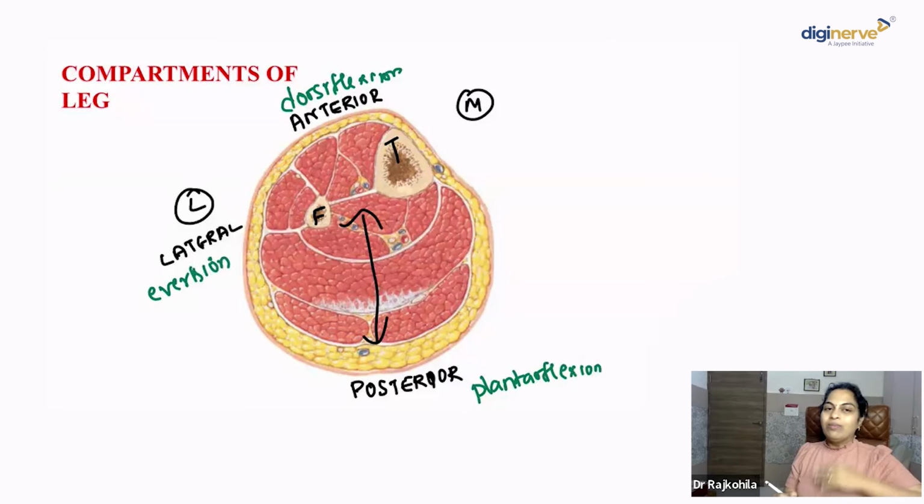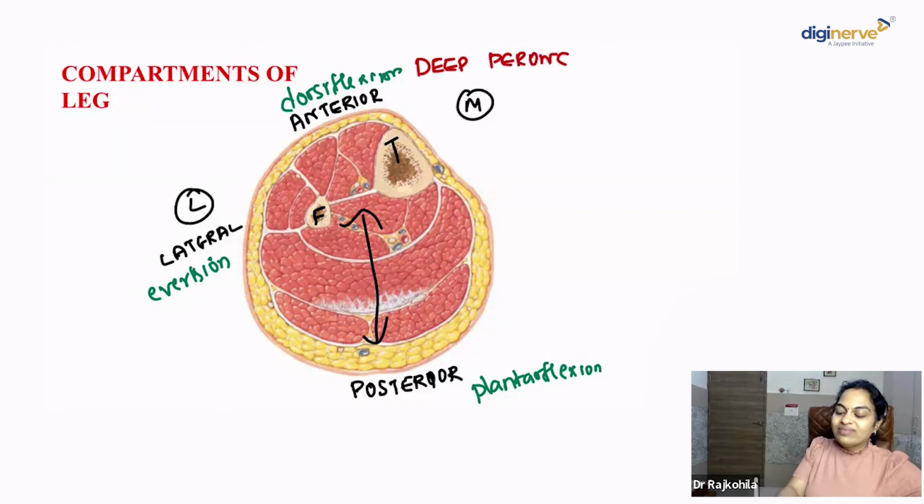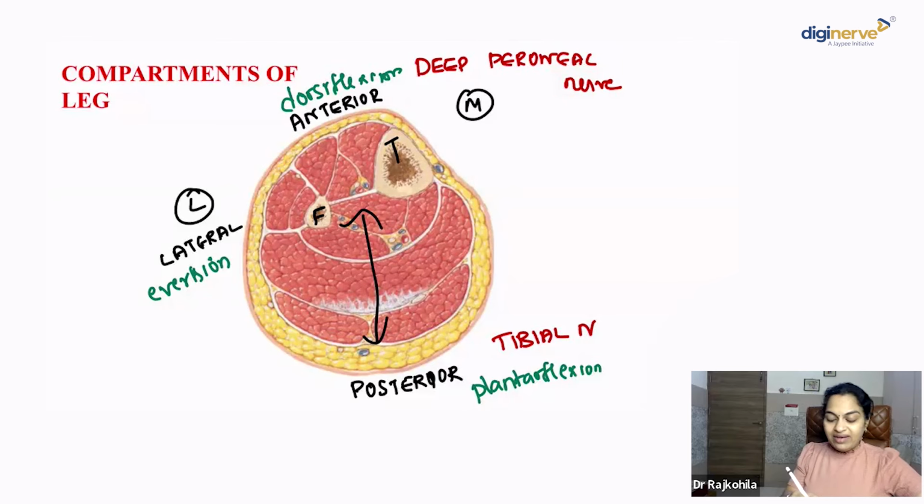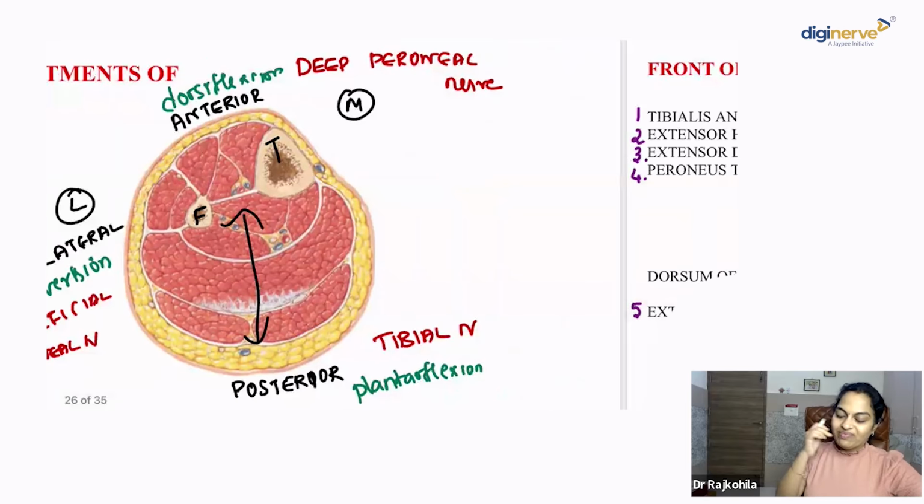Now, the muscles in the front of the leg are all going to be innervated by, yes, the deep peroneal nerve. The muscles in the back of the leg are all going to be innervated by tibial nerve. And the muscles in the lateral compartment of the leg are going to be innervated by superficial peroneal nerve. So let us start identifying the muscles now, shall we?